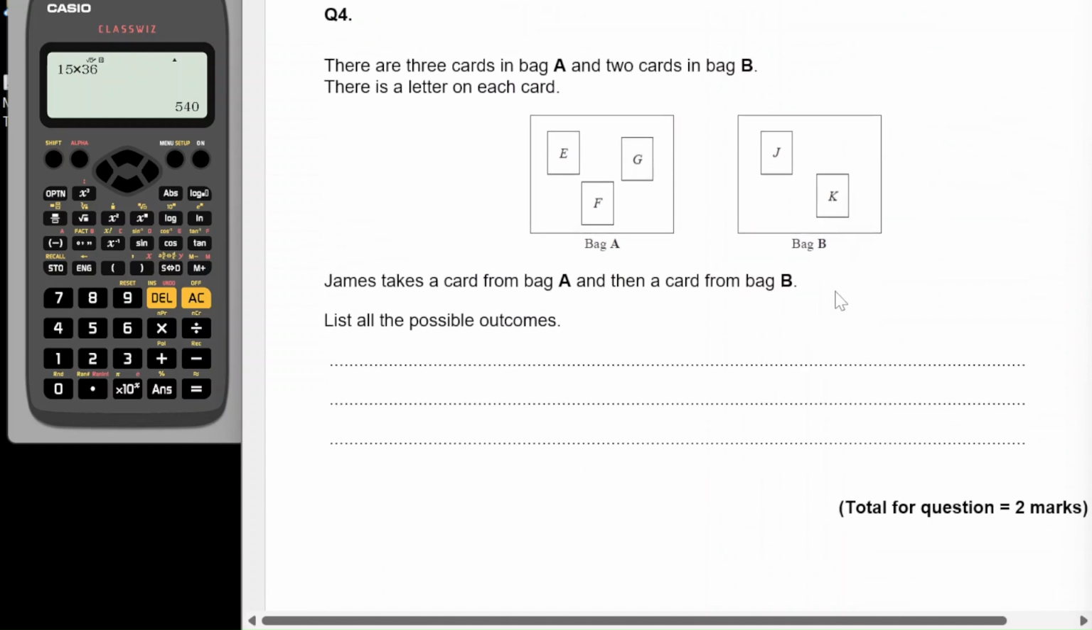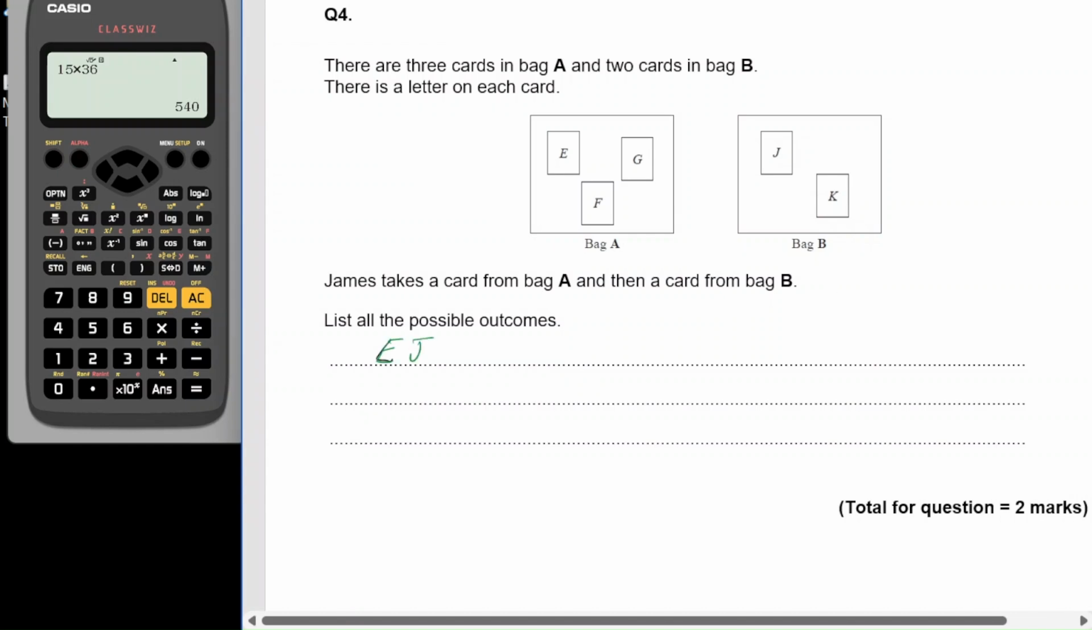Question 4. There are 3 identical cards in bag A and 2 cards in bag B. Sorry, there are 3 cards in bag A and 2 cards in bag B. There's a letter on each card. Jake takes a card from bag A, then a card from bag B, list all the possible outcomes. So we're looking at listing here.